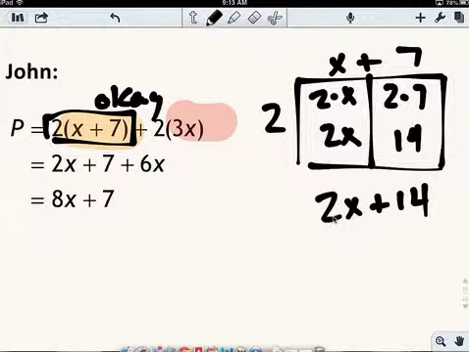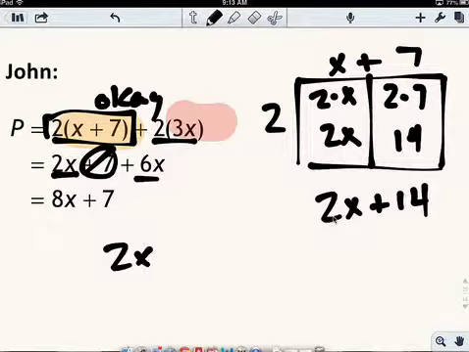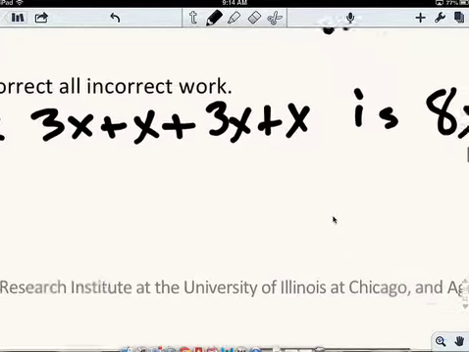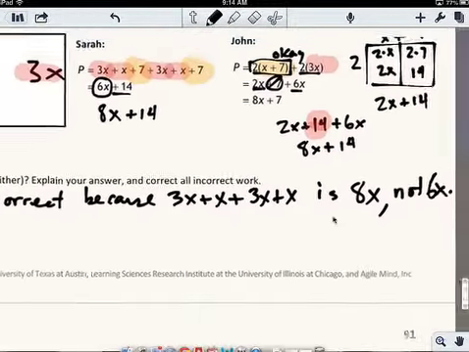I see the 2x, but he got plus 7, so that seems wrong. Let's check the other part. 2 times 3x, that is 6x. And so when he did this, he should have gotten 2x plus 14 plus 6x. And so there is his error. He didn't put that 14 when he should have because he forgot to multiply 2 times 7. Pretty common mistake. And so you should get 8x plus 14. And so I'm going to write a little sentence down here after I zoom out.